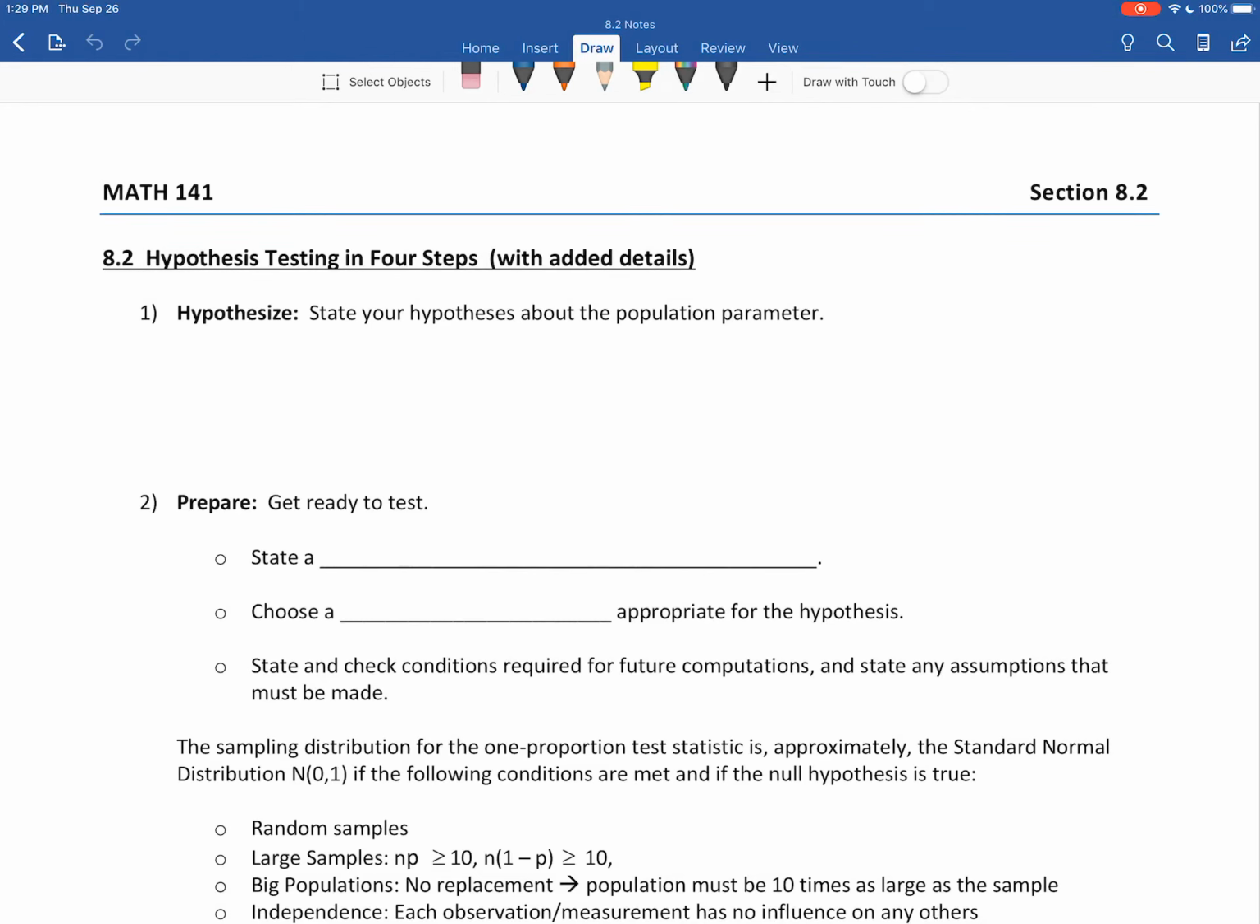Section 8.2, we're going to talk about hypothesis testing, the 4 steps included there, but now we're going to add some more details into these steps. So we've already talked quite in depth about the hypothesize steps. So in that step, we're going to state our hypothesis about the population parameters. So again, remember, our hypotheses are always about the entire population.